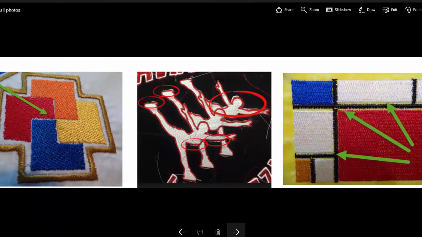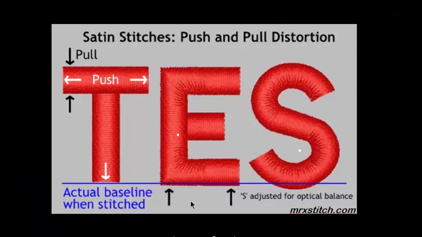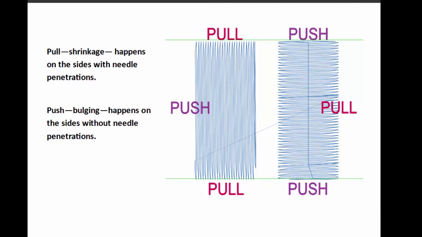What is push-pull? It is the stress and strain resulting from a number of stitches going in the same direction. Stitches going from side to side or across the width of a column, as you see here with pull. Also, it is the force that wants to push outward on the ends of an object, as you see here in the white, which is push.